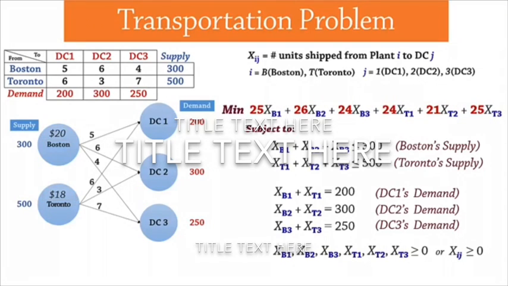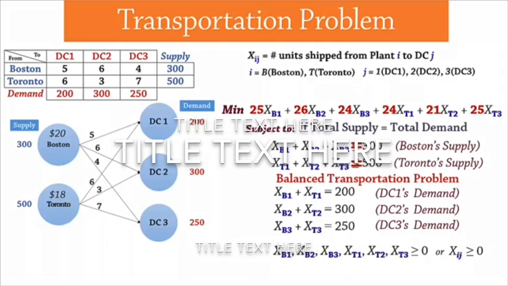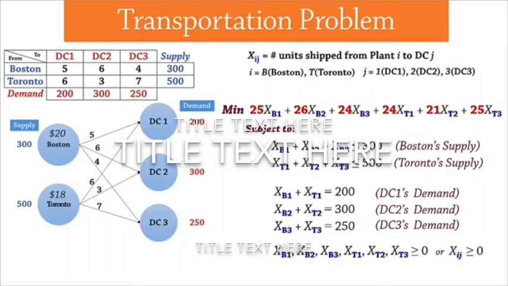Note here that if total supply were to equal total demand, we could have used equality for all constraints. We refer to that situation as a balanced transportation problem. This problem, however, is an unbalanced transportation example where supply exceeds demand. Moreover, we could also have an unbalanced problem where demand exceeds supply.